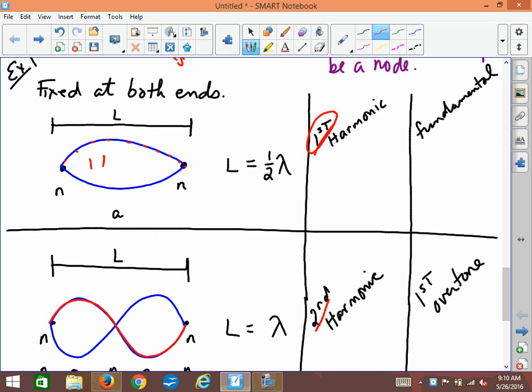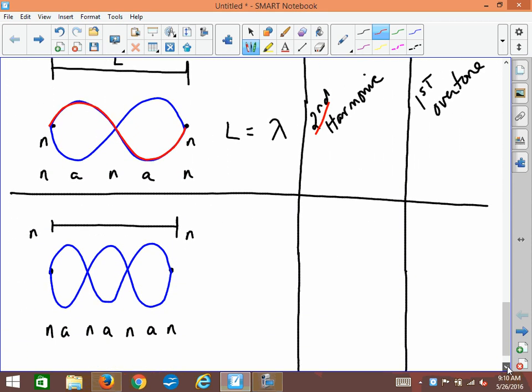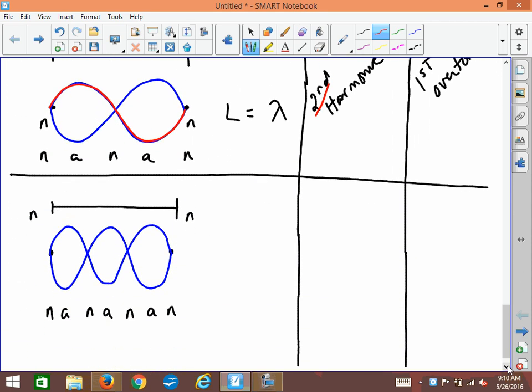One loop. But in the second harmonic, there are 2 loops. Now in the third harmonic, which is what this is going to be called, so we may as well write that in, there are 3 loops. This would be called the second overtone in the musical world. 3 loops. Now let's look at the wavelength.